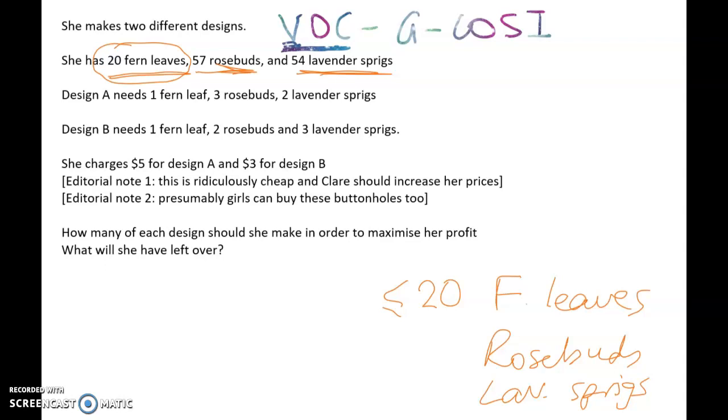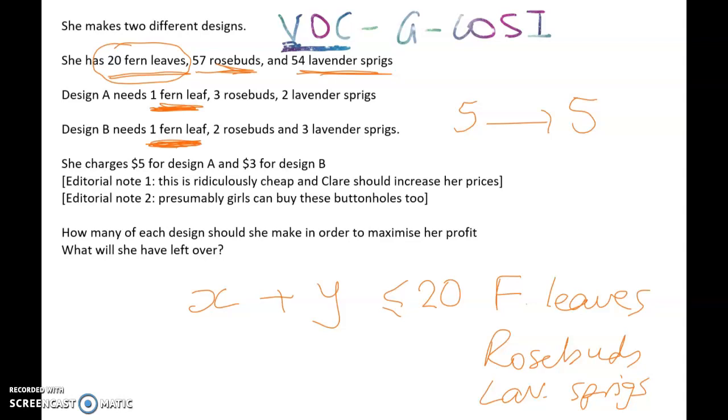How many will she use? Well, for every one of design A, she needs 1 fern leaf. So if she makes 5 design A's, she needs 5 fern leaves. That means that we're going to have X, and then the same thing for design B, right? So for every design B, she needs 1 fern leaf. So we're going to have X plus Y is less than or equal to 20.